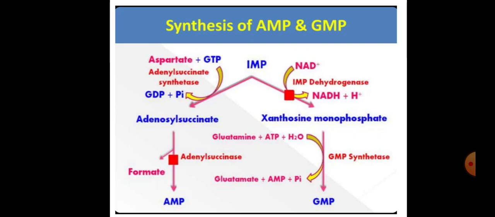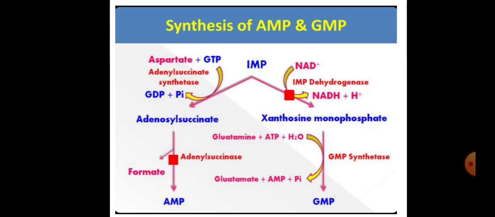So here is the formation of adenylosuccinate. IMP combined with the aspartate, then adenylosuccinate undergoes cleavage, fumarate is eliminated from that, and there will be formation of AMP, that is nothing but adenosine monophosphate. And another is the formation of GMP.